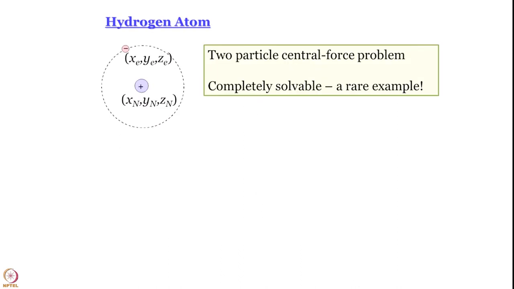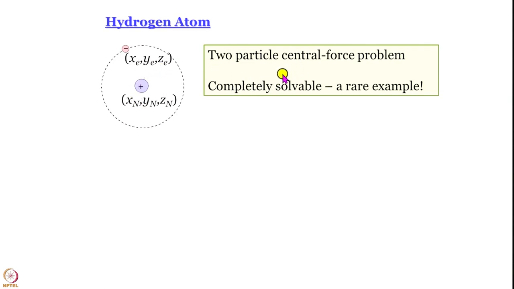All right. So, the first thing to do is to build the model of the hydrogen atom. And the model, as we said earlier, comes from Marsden's experiment. There is a nucleus. Let us say the coordinates of the nucleus are xn, yn, zn, and there is an electron at xe, ye, ze. This dotted circle, you can just neglect it for now. So, it is a two particle central force problem. Well, the dotted circle is not completely irrelevant.